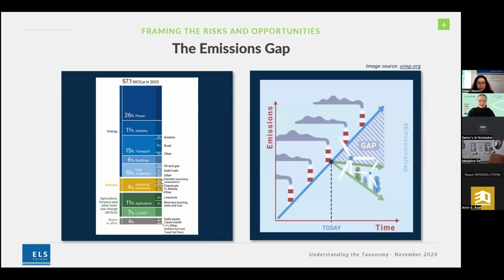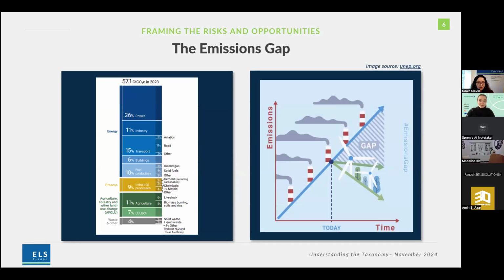The international level, our emissions gap. I have been asked to focus on climate. I will talk about other objectives, biodiversity and circular economy, but we can't cover everything in this short frame of time. And I'm going to also look at it from market level, the risks and opportunities for tech startups, and then talk about company level.